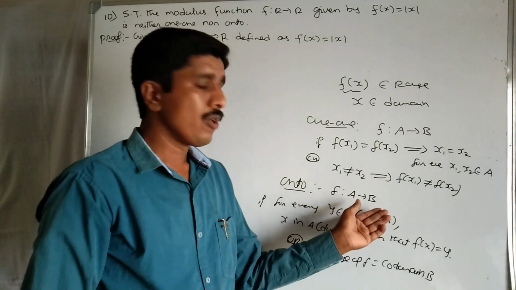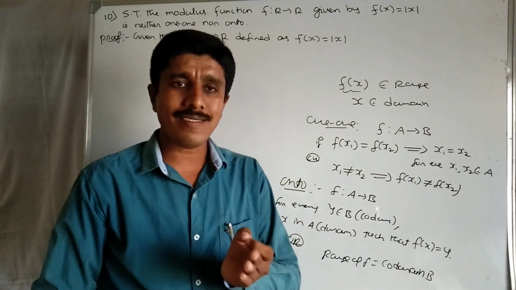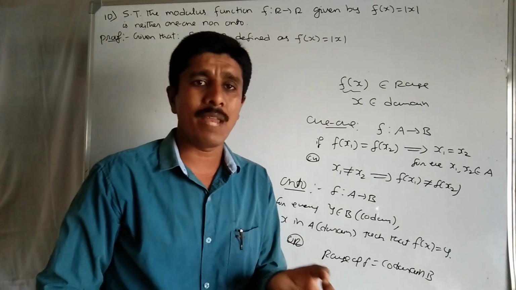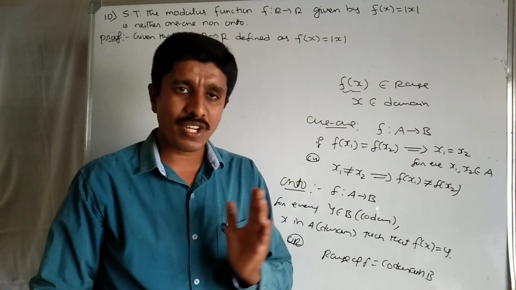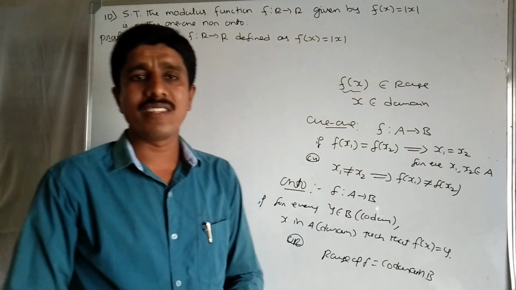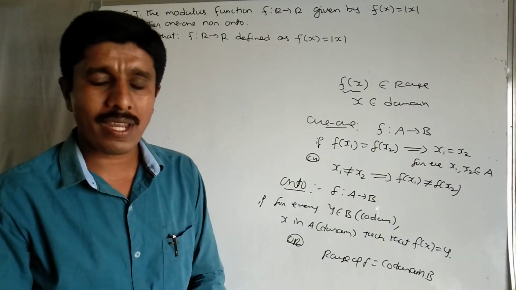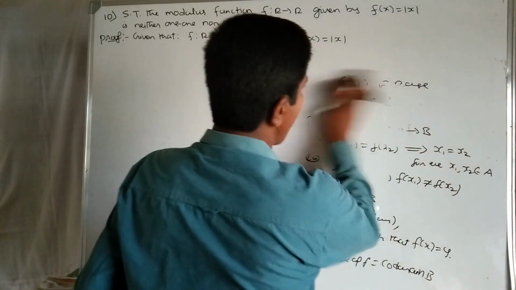Onto means you have to go for the codomain. For every element of the codomain there exists at least one pre-image element in the domain, then it is called onto. Or range of the function equal to codomain means it is an onto function. Next, bijective means a function which is both one-one and onto, then it is called bijective. Now go to the problem.